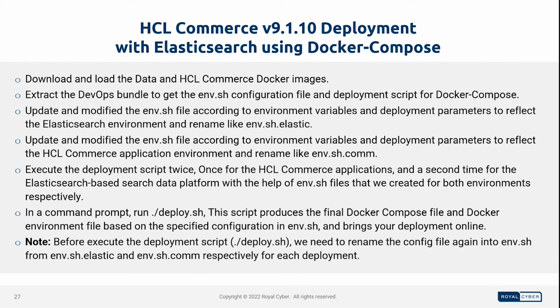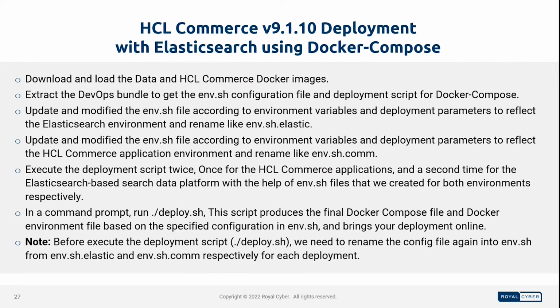As we see, first we need to download all the desired packages from the HCL portal. Then we need to load all these images into the Docker registry. Then we need to extract the DevOps bundle. This DevOps bundle will provide the env.sh configuration file and deployment script for Docker Compose.